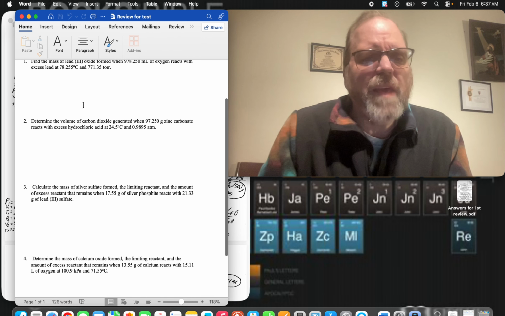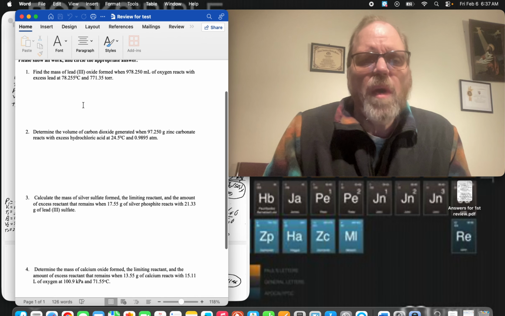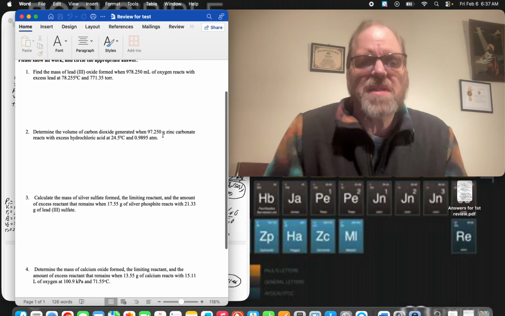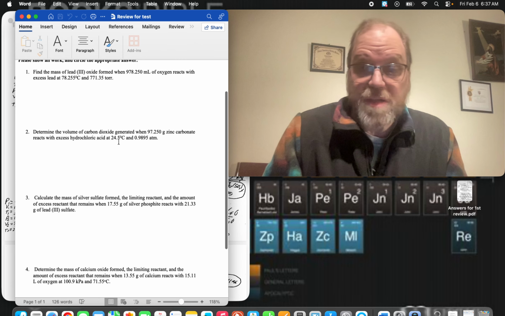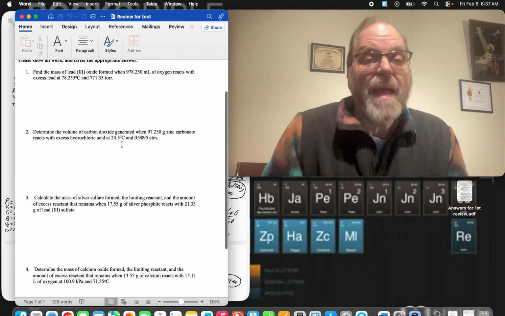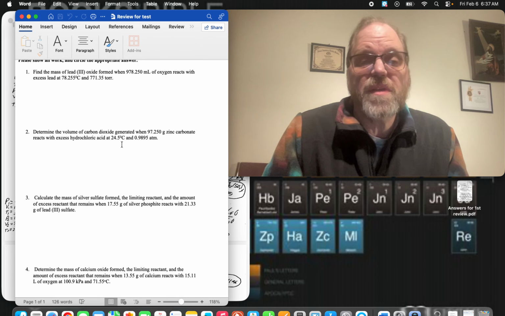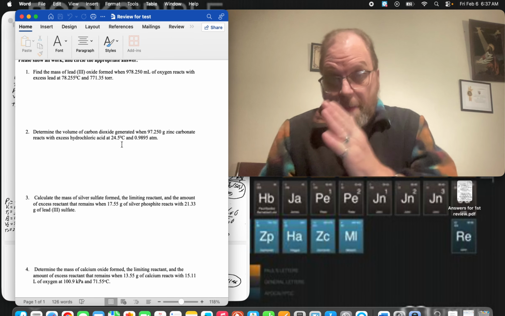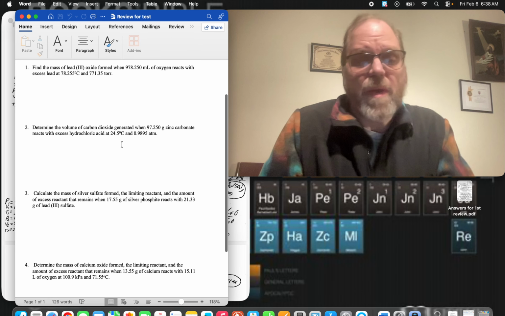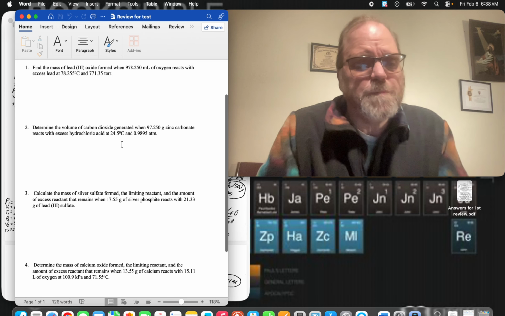Number 2, determine the volume of carbon dioxide generated when 97.250 grams of zinc carbonate reacts with excess hydrochloric acid, an acid-base reaction, or otherwise a double replacement, at 24.5 degrees Celsius and 0.9895 atmospheres. I'm giving you mass, so remember which one you do first. And number 3, remember these are both mass of limiting reactant.